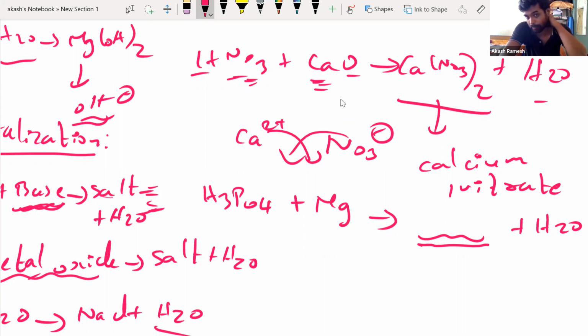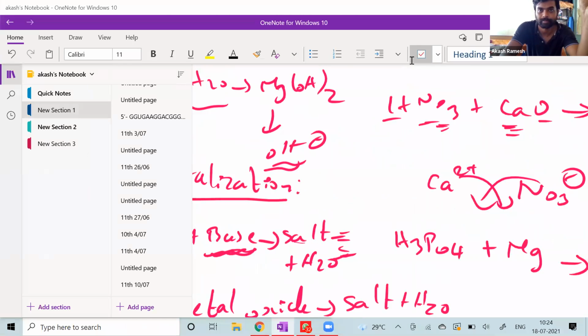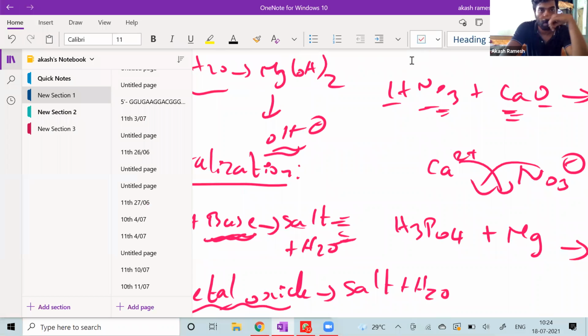You know what Mg forms? What is the other ion? Put the answer in the chat box. MgSO4? It is not H2SO4, this is H3PO4, phosphoric acid. Oh, I think it was something else for the previous question, I guess. Okay, no issues. So H3PO4 plus Mg, I want to know what is the salt formed. Put it in the chat box.